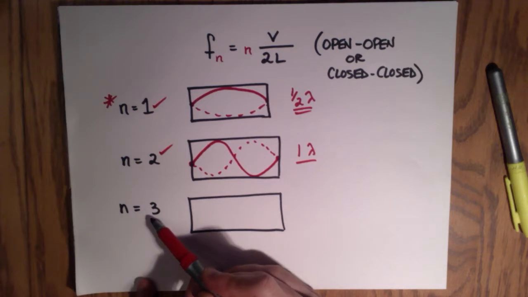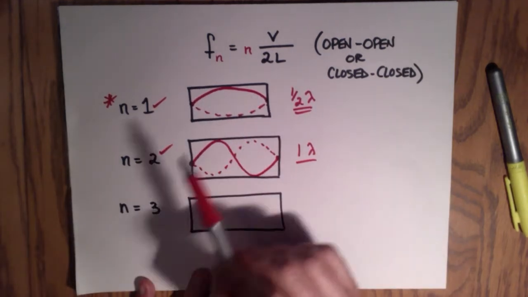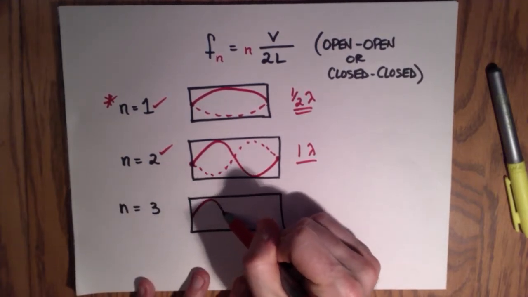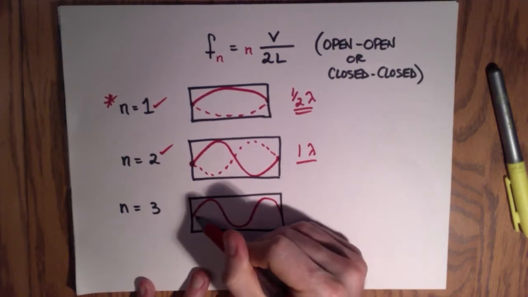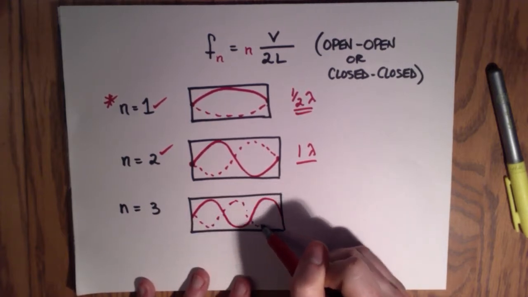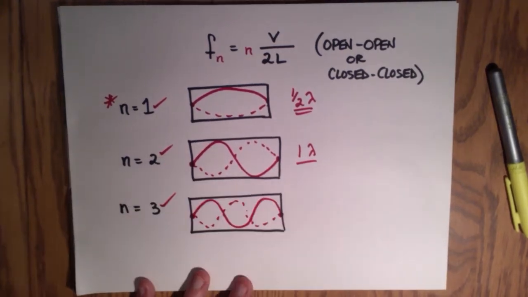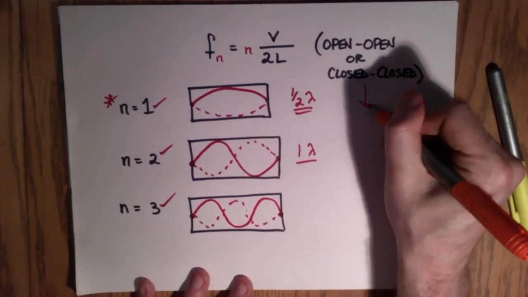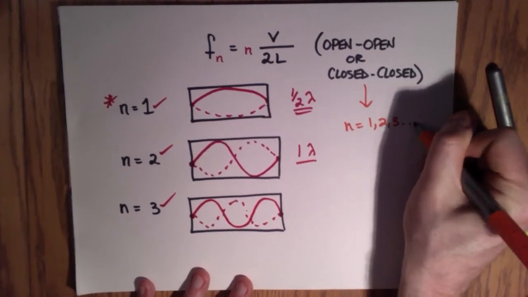Well, if I want to add a third harmonic, I had a half to begin with, so I need to add 3 of those, 3 halves. So I need to have half, half, and another half. And if you see this, hopefully it's starting to make a little bit of sense. I have a node on one end, I have a node on the other, so that means n equals 3 will work as well. So this is one of the things we mentioned previously, but when you're dealing with an open-open or a closed-closed, n can be any number, 1, 2, 3, so on and so forth.